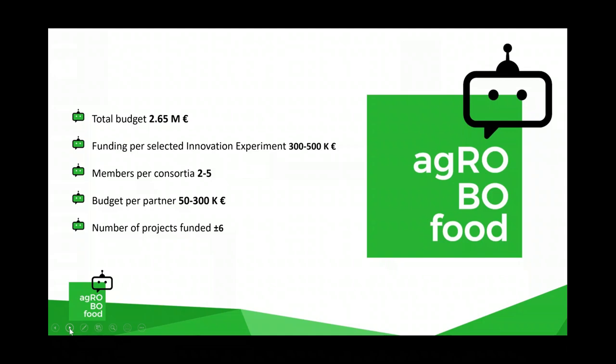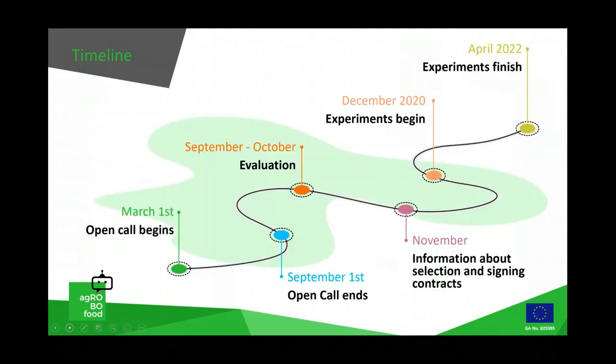This amount is then split among the members of the consortia, so depending on whether it's two or five partners. And then there is also a limitation in the budget per partner. We will probably be funding approximately 6 projects. This will be dependent both on the budgets asked and on the quality of the proposals received, but these are some of our targets. What is the timeline?